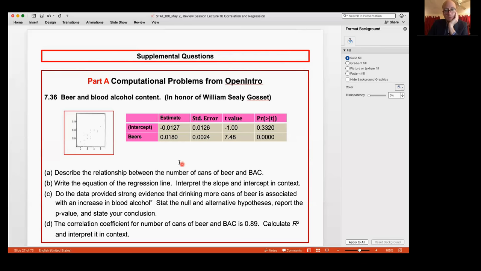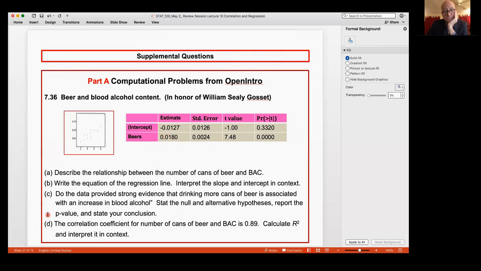And when you write out the regression line, keep in mind you're not going to include epsilon here. You don't know what that is. You just include y hat as your outcome. Y hat equals negative some intercept plus this value of the slope times x.